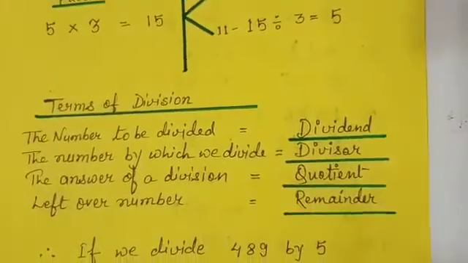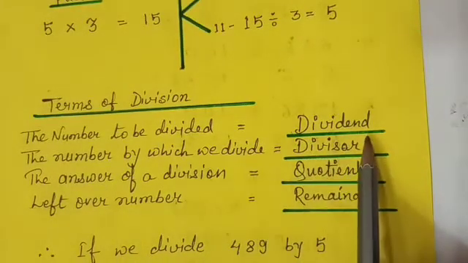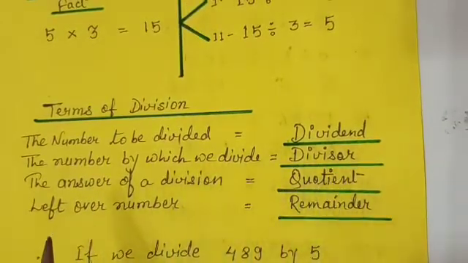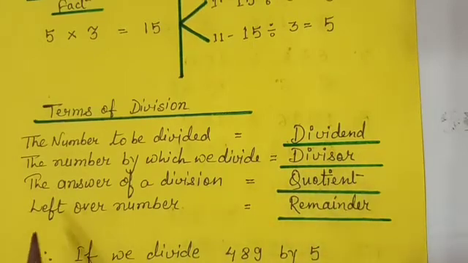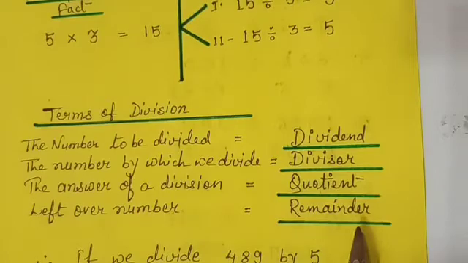Now see what are the terms we use in division. The number to be divided is called the dividend. The number by which we divide is called the divisor. The answer of a division is called the quotient, and the leftover number after division is called the remainder.